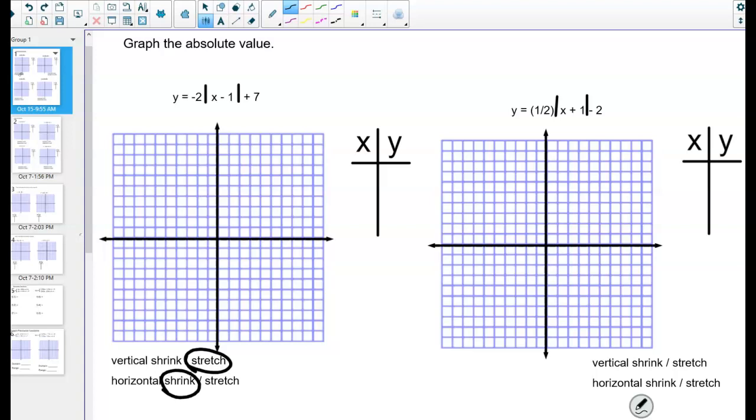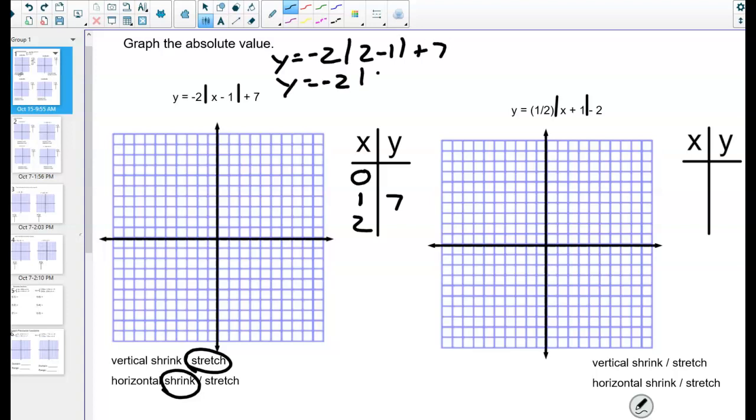Okay. I'm going to get my vertex. What number makes the absolute value equal to 0? If x is 1, the absolute value is equal to 0, and I keep my 7 as my y coordinate. And then, because there's no fractions here, I'm going to count down 1, and count up 1. So I'll put the 2 in. y equals -2, absolute value of 2 minus 1, plus 7.